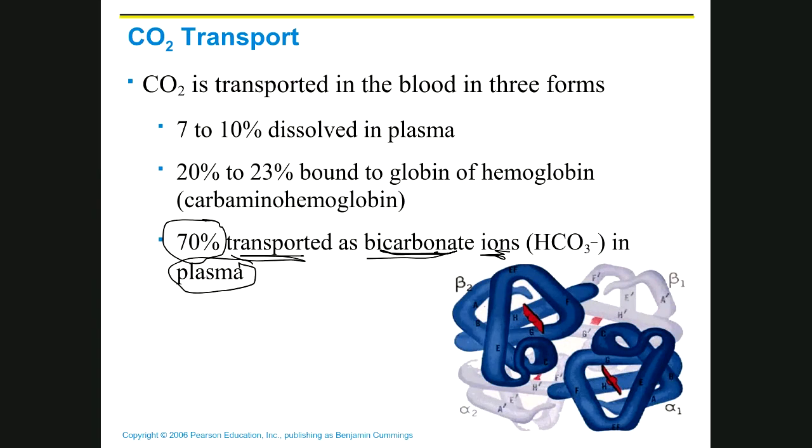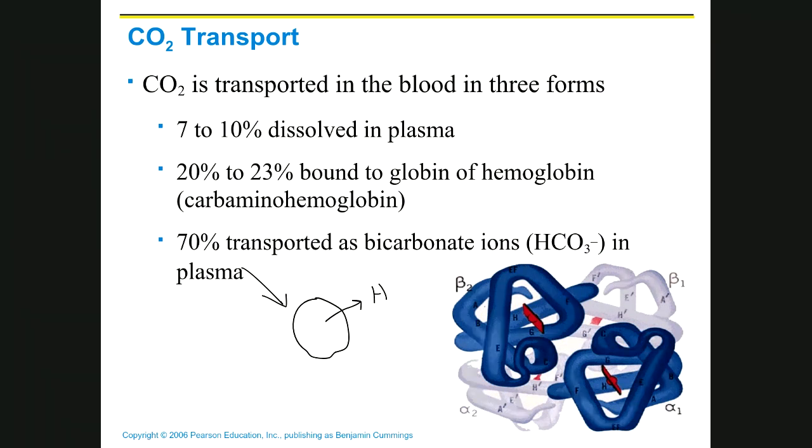So the three ways carbon dioxide travels through the blood: 7 to 10% of it just dissolves, does not change, just dissolves. 20 to 23%, remember, is going to bind to the hemoglobin. Not to the iron, though, to the amino acids. And we're going to get carb-amino-hemoglobin. But most of it, remember, is going to go into the red blood cell. It's going to combine with water. We're going to make carbonic acid. It's going to dissociate. And what's going to happen is the bicarbonate ions are going to come out. And they're going to travel in the plasma.